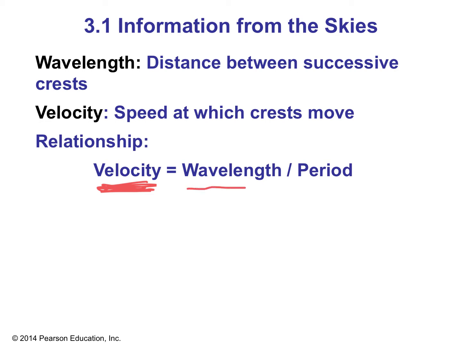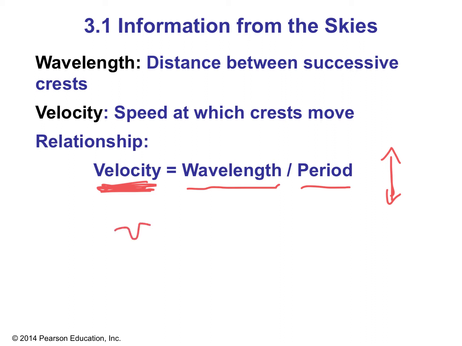The wavelength is how long the wave travels in one cycle of the motion. So if you're shaking it up and down, the wavelength is how far it travels in that complete cycle of the motion, and the period is how long it takes for that complete cycle of the motion to occur. And so that's the usual way that we can calculate the velocity of the wave. We divide the wavelength by the period.